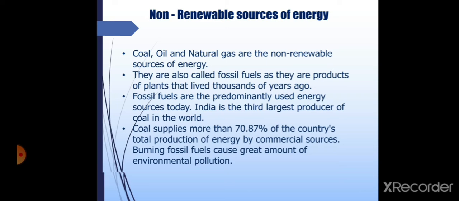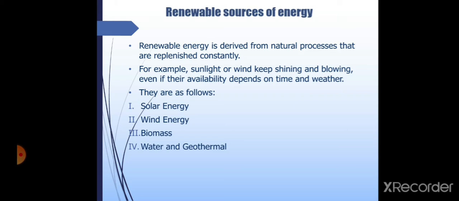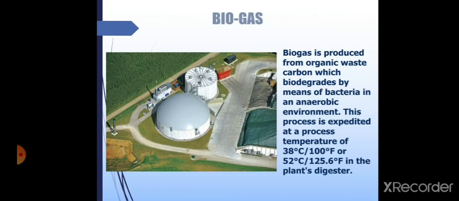Renewable sources of energy. Renewable energy is derived from natural processes that are replenished constantly. For example, sunlight or wind keep shining and blowing, even if their availability depends on time and weather. The renewable sources of energy are as follows: solar energy, wind energy, biomass energy, water, and geothermal energy. Okay, biogas. We are going to discuss in detail biogas as a source of energy.